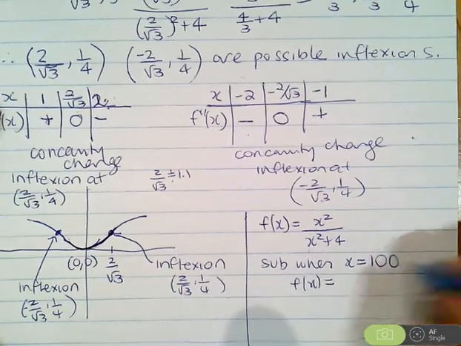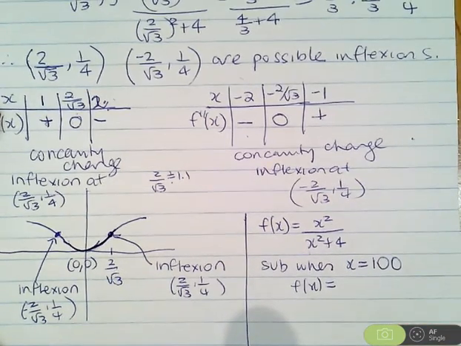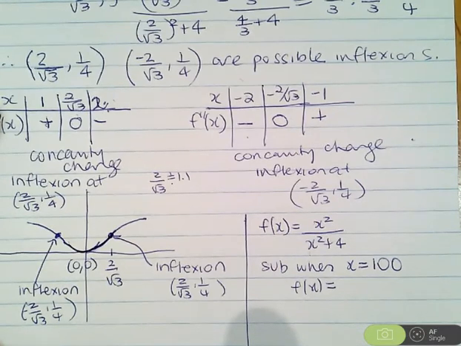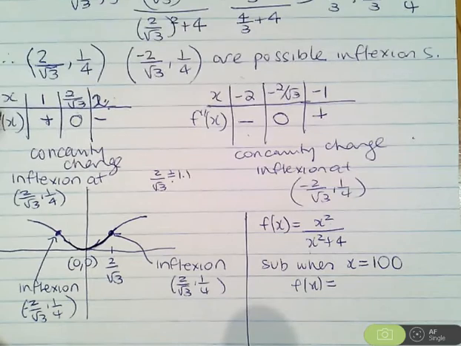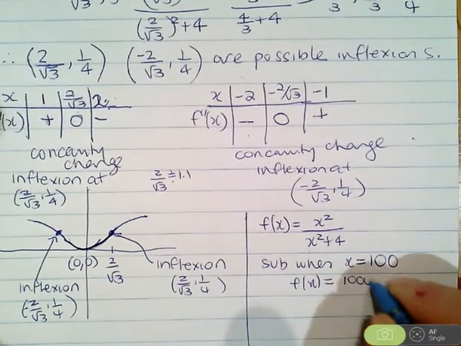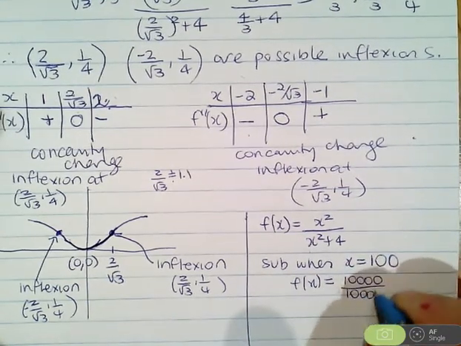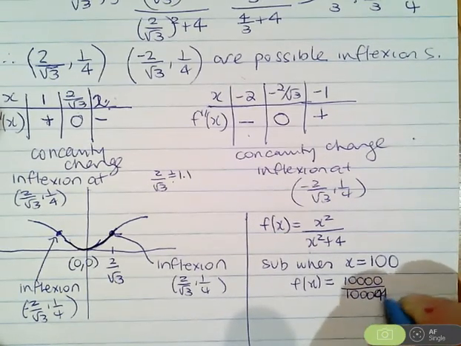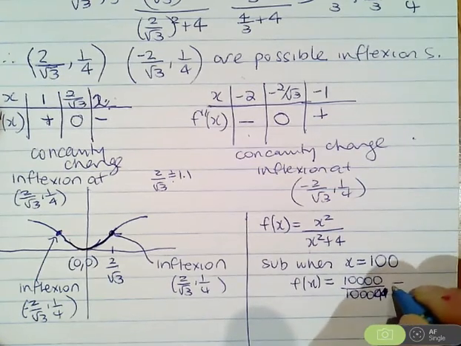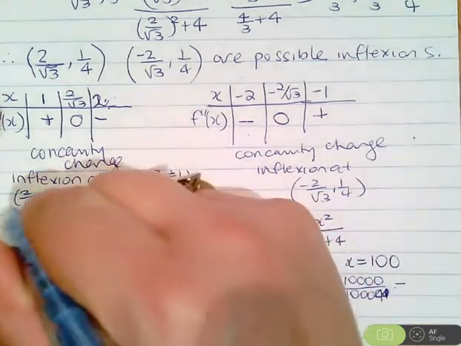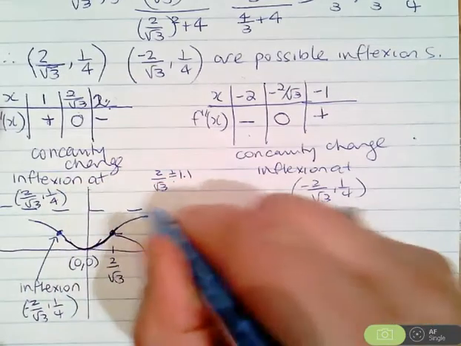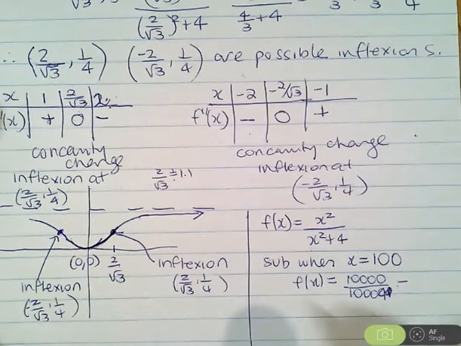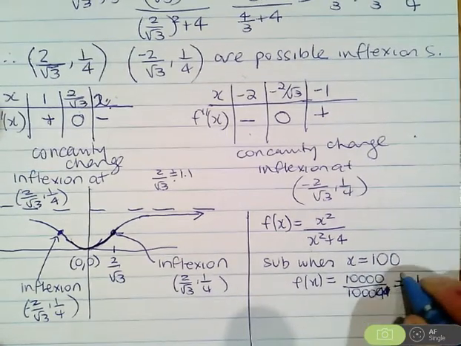I actually might do even a bigger value. When x is, say, 100, just go to your calculator and do 100 squared over 100 squared plus 4, and you're going to find that that is approaching 1, okay? That is like 10,000 over 10,004, and that is a little bit less than 1. So it's approaching 1, but from below, okay? So it looks like y equals 1 is an asymptote. That's approximately equal to 1.